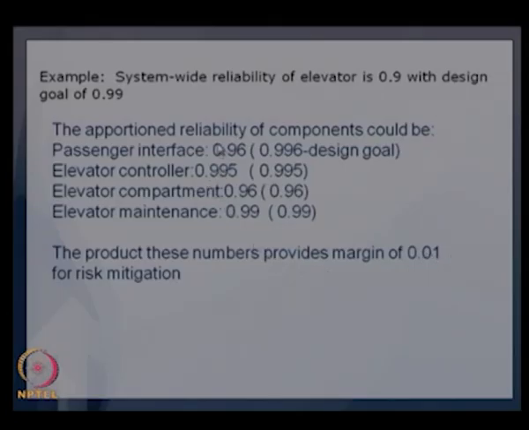So, the total reliability of components will be 0.91. So, you have a 0.01 clearance or the tolerance for risk mitigation. So, this is the way we do it in apportionment methods. And how do we get this? Again, it comes from various factors.